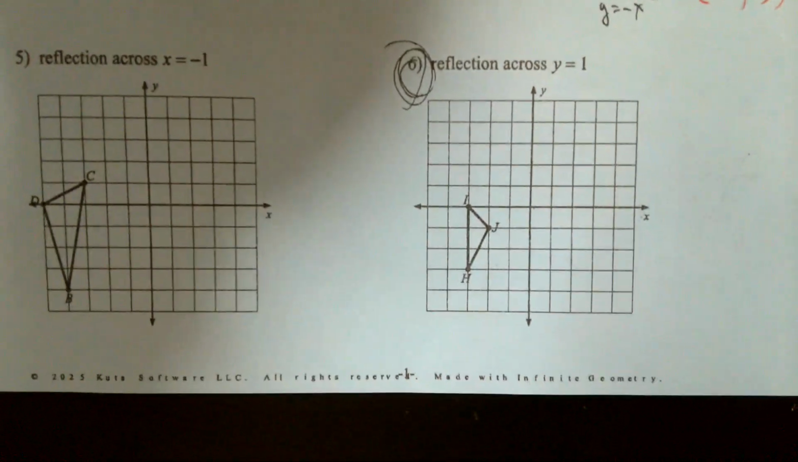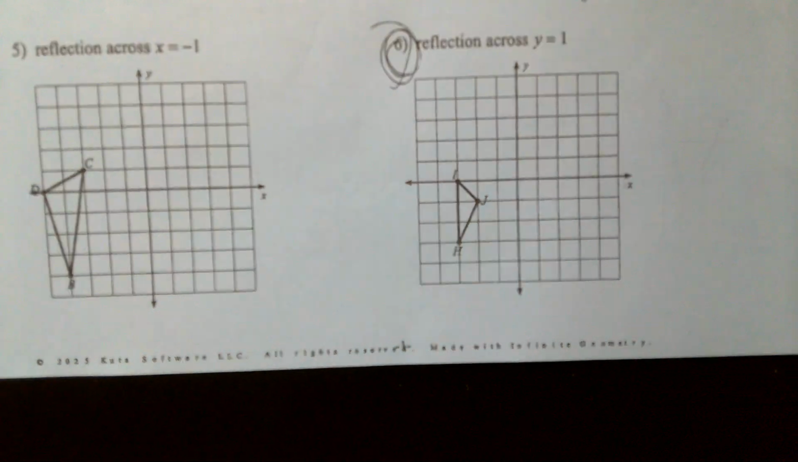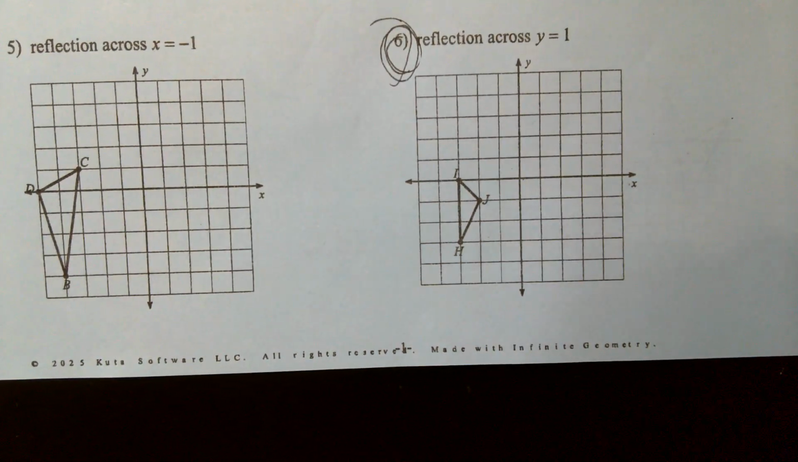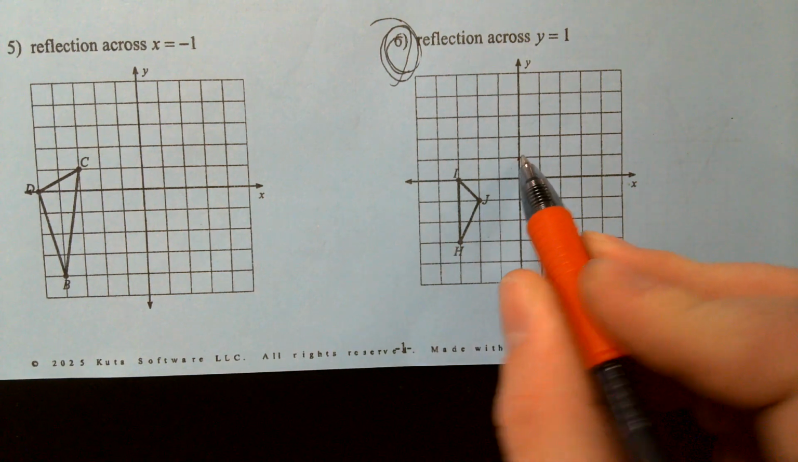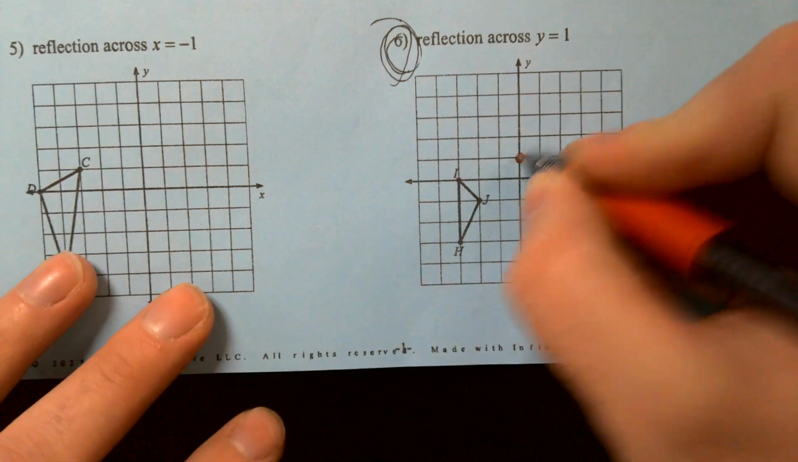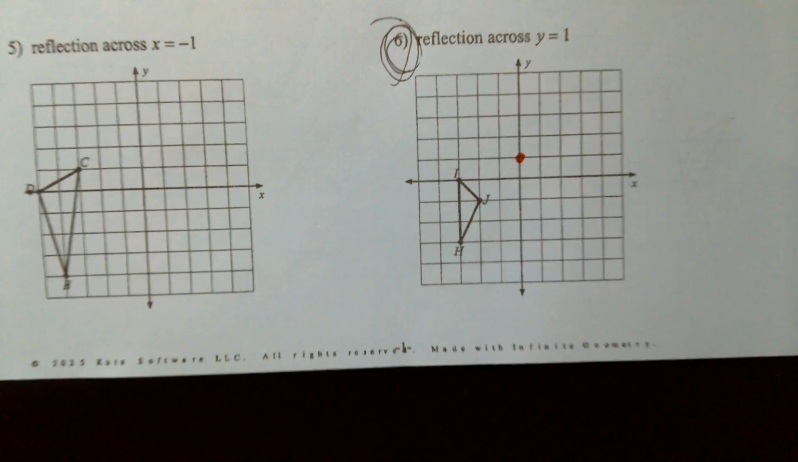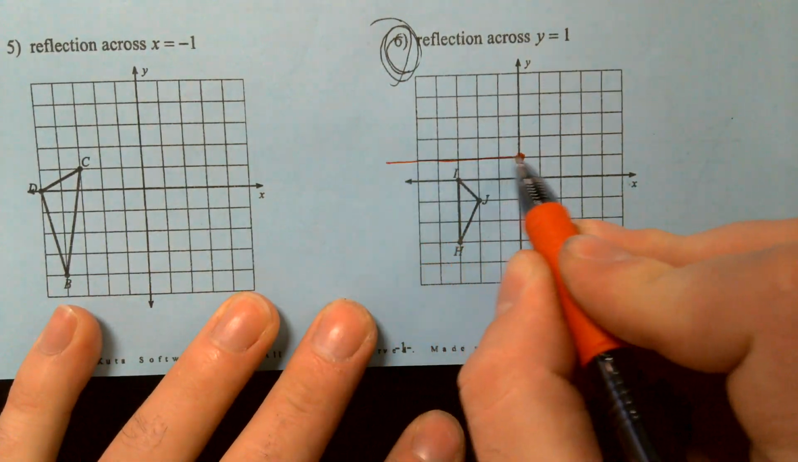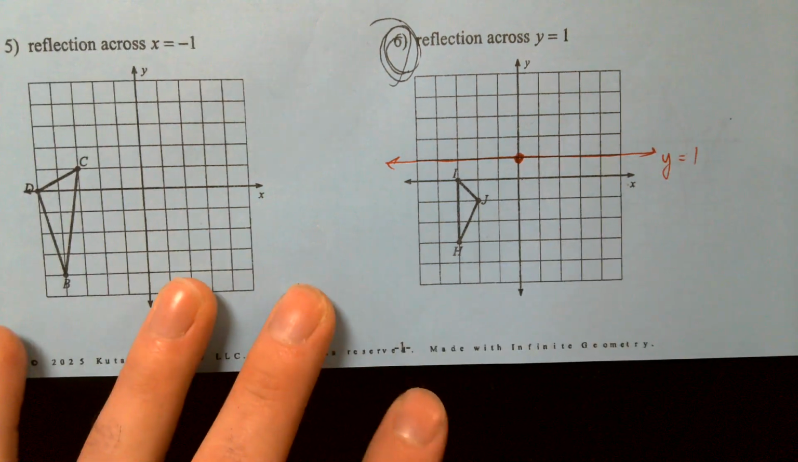If I'm reflecting over the line y equals 1, first I've got to draw the line y equals 1, right? Where am I going to make my first dot for that line? At the 1. Am I going to make the 1 here or there? Right here, because it's on the y-axis. Am I going to have a horizontal line here or a vertical line? Horizontal. So there's my line of reflection.